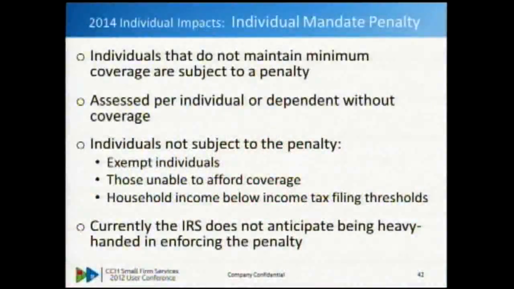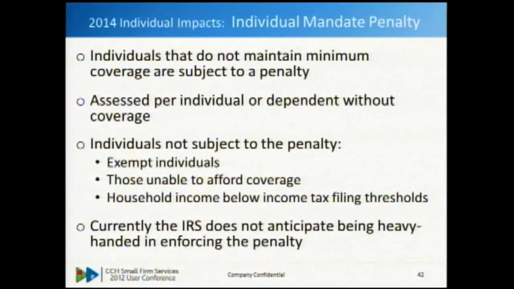Along with a mandate, it has to be enforceable, right? So with the mandate comes the flip side of penalty. If taxpayers do not obtain minimum coverage, they will be subject to a penalty that is assessed per person or per dependent. Of course, we have our exempt individuals who are not subject to the mandate.